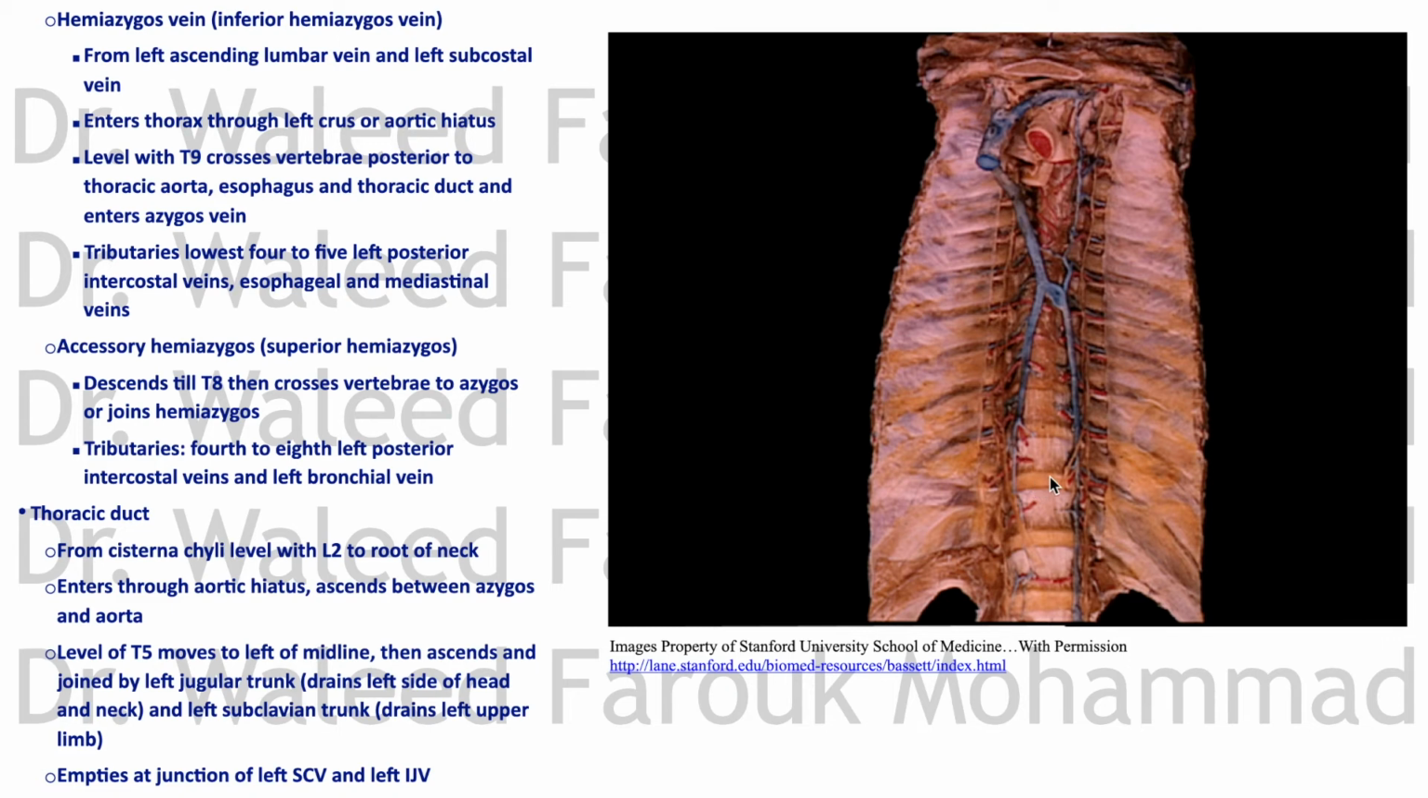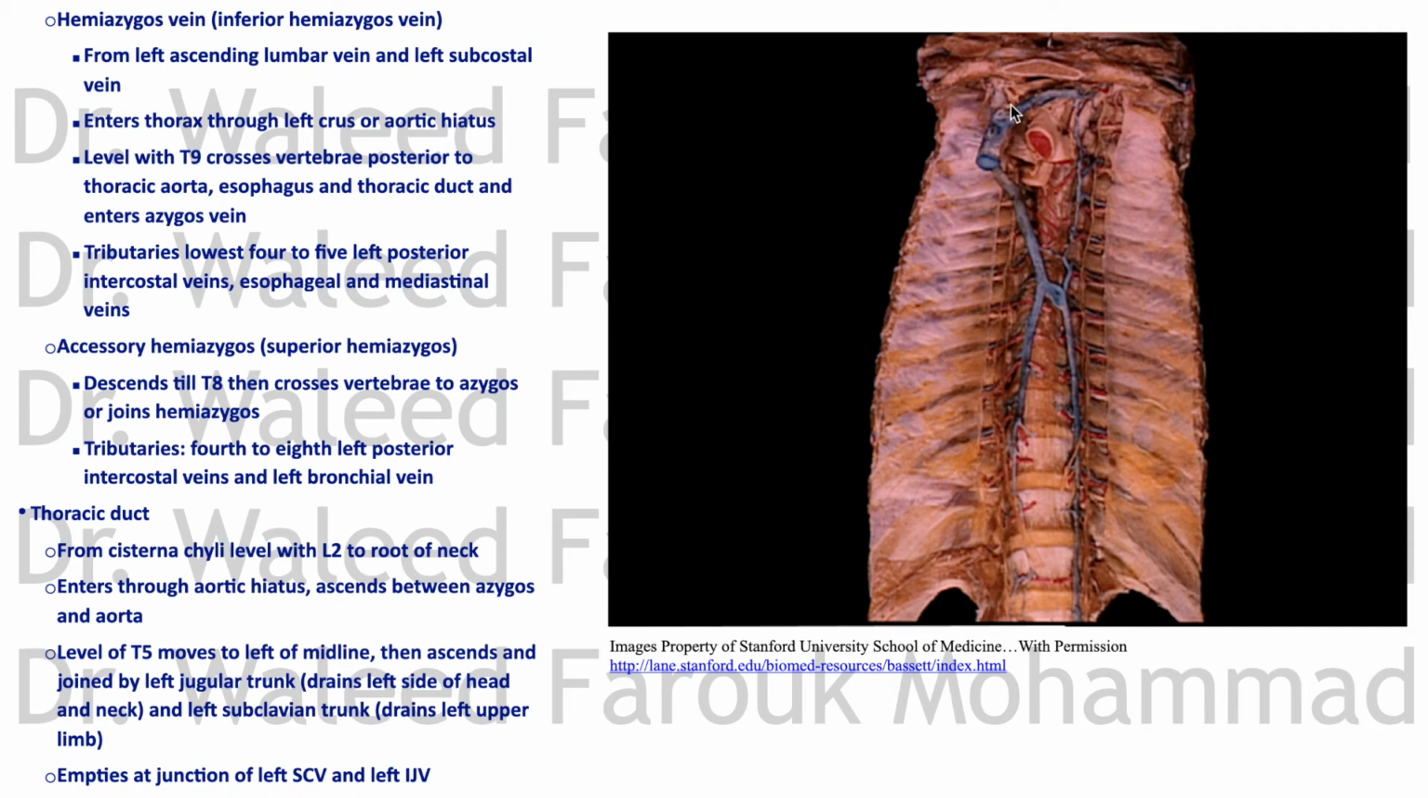At the level of T5, it moves to the left of midline, then ascends and is joined by, remember the main trunks we talked about earlier in the head and neck, the jugular trunk and the subclavian trunk and the mediastinal trunk, okay? And eventually it will curve laterally in the root of the neck and empty into the junction of the left internal jugular vein and the left subclavian vein.